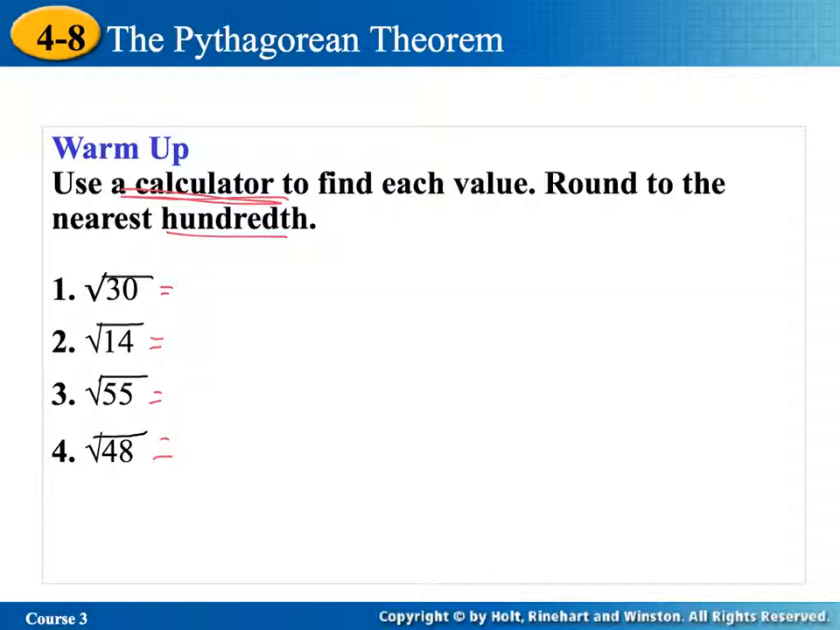The very first one, the square root of 30. Answer: 5.48. Number 2, the square root of 14 is 3.74. Again, I'm rounding to the nearest hundredth. Number 3, the square root of 55 is 7.42. And the last one, the square root of 48, is 6.93.